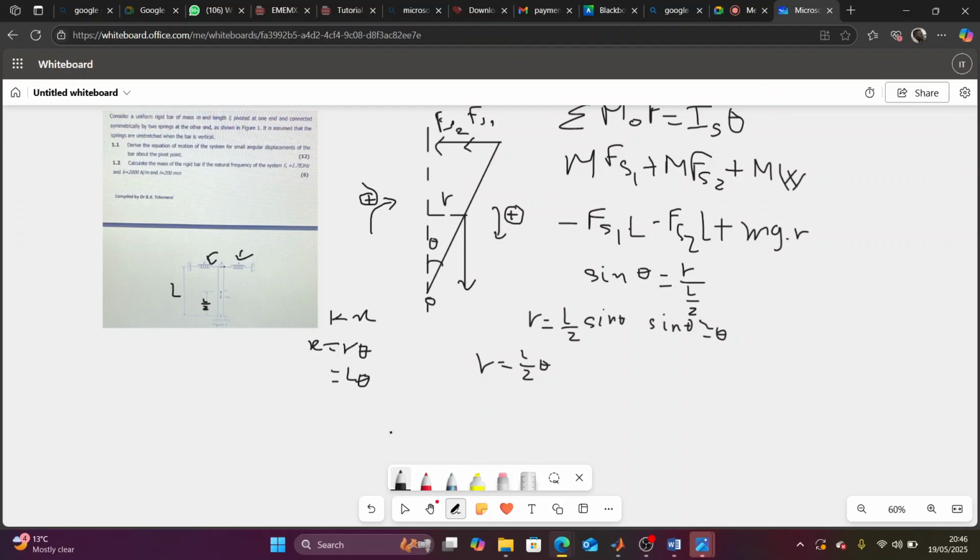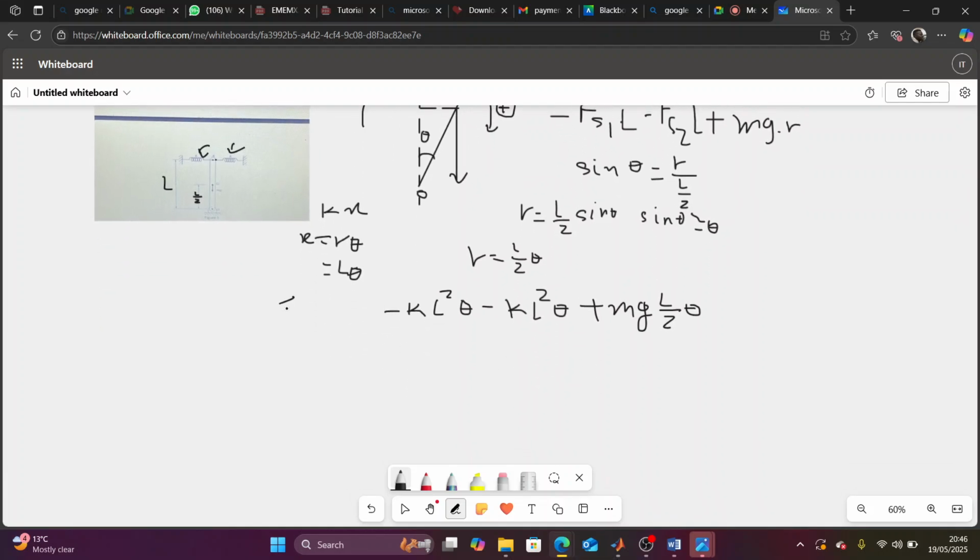Now, what are we going to have? We're going to have k x. x is L theta, so it's going to be L squared theta. L times L squared, minus k again, L times L squared theta as well, plus mg L over 2 theta. Are we together on this one? This is all the moment. Are we together, guys? Yes. What we have here as the answer is the sum of all the moments.